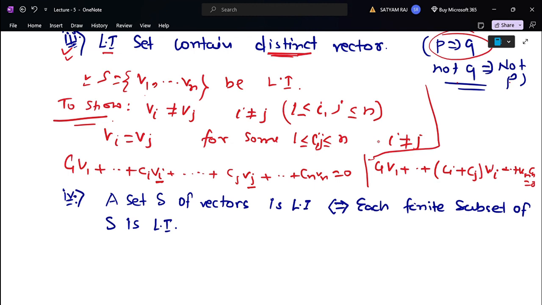Now if we take ci equal to minus cj, this term will be 0, and take all other coefficients equal to 0, then the whole expression on the left side will be 0, but ci may not be equal to 0. If ci is not equal to 0, cj is also not equal to 0. So we got ci not equal to 0, cj equal to minus ci, and all other coefficients 0, and so this set S is linearly dependent.